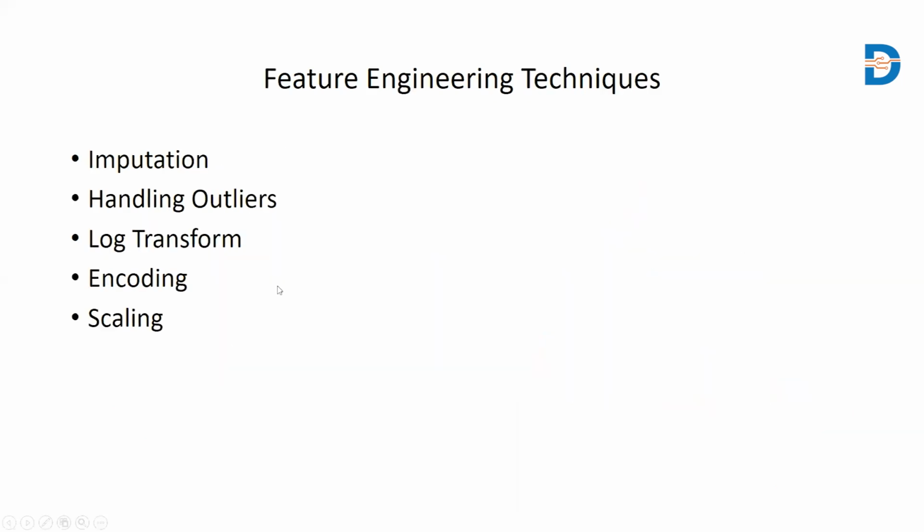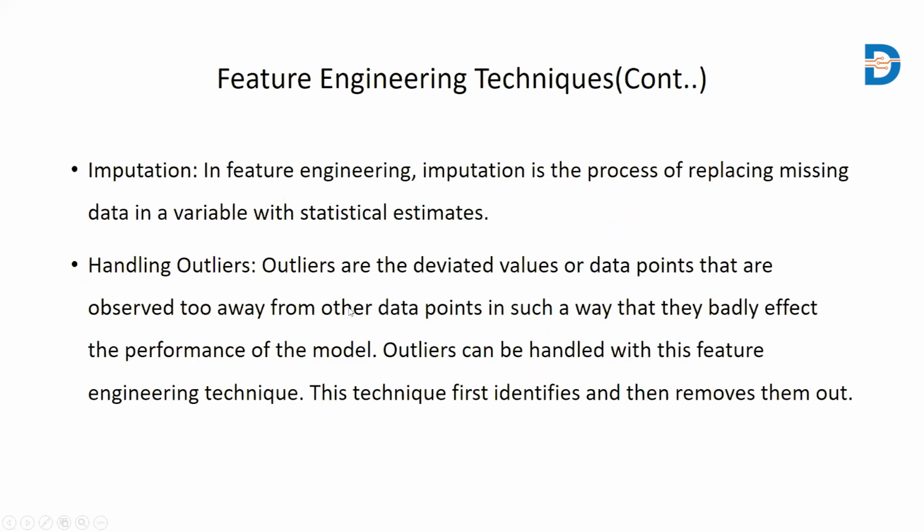These are some feature engineering techniques. The first one is imputation, then handling outliers, log transformation, encoding, and scaling. Now we'll discuss these one by one. What is the first one? Imputation. Imputation in feature engineering is the process of replacing missing data in a variable with statistical estimates.